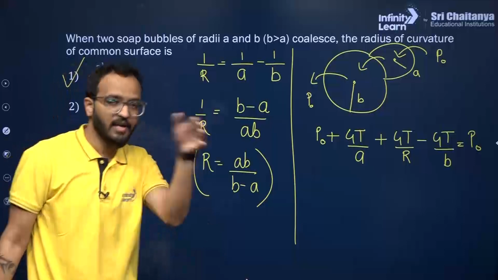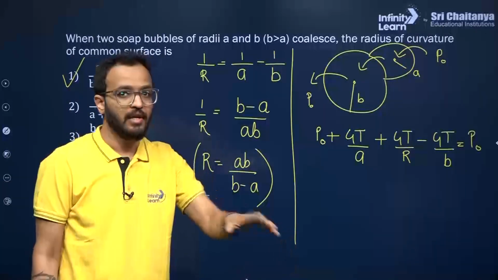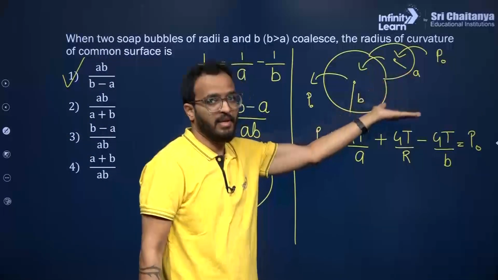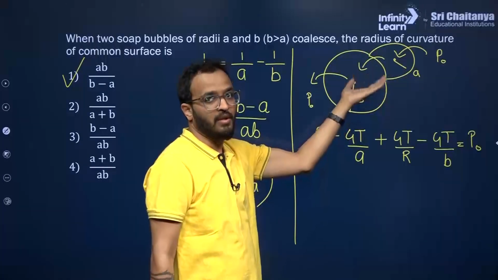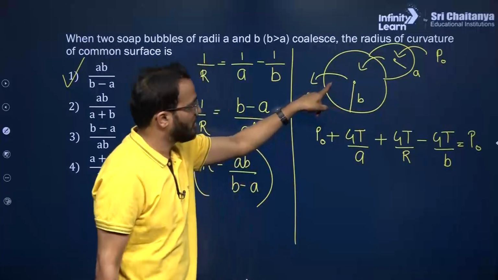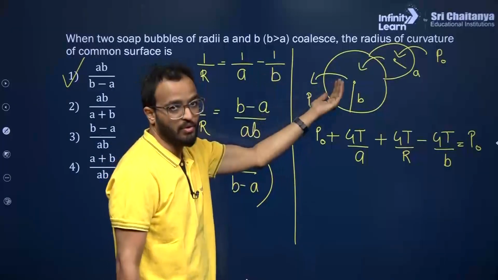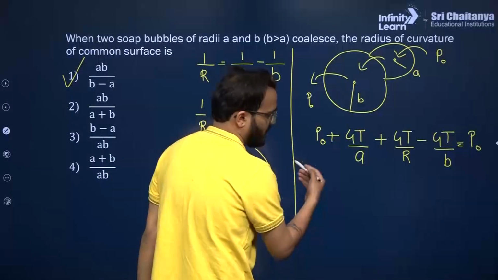Because when you go inside a concave surface like this, the pressure increases. So P naught, you go inside, plus 4 T by A. Again one more concave surface you cross, plus 4 T by R. Now you are crossing this surface going outside. You are not entering the concave surface, you are going out of the surface, so the pressure reduces, right? So P naught gets cancelled, 4T gets cancelled.